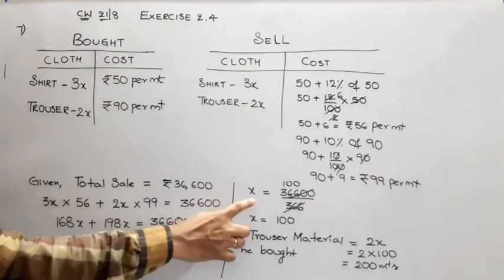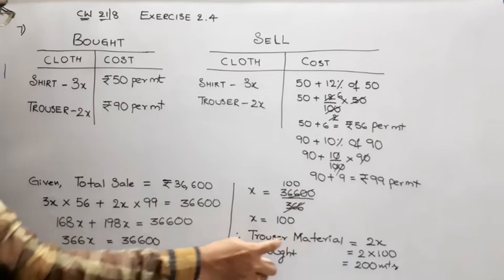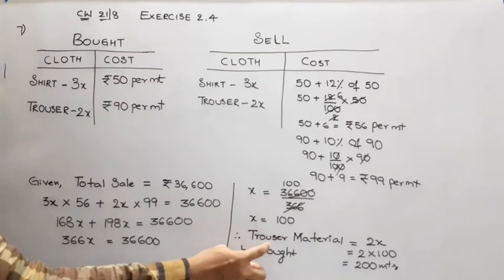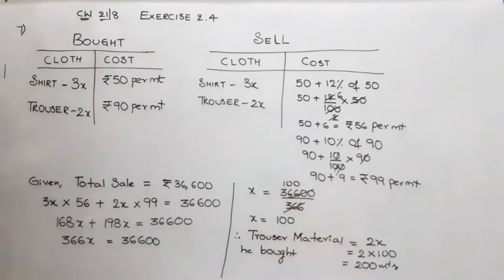Upon solving, the value of x we got is 100. They asked us to find the material he bought for trouser, that is 2x. So 2 into 100 makes 200 meters. Please copy it carefully. Now let us move to the next question.